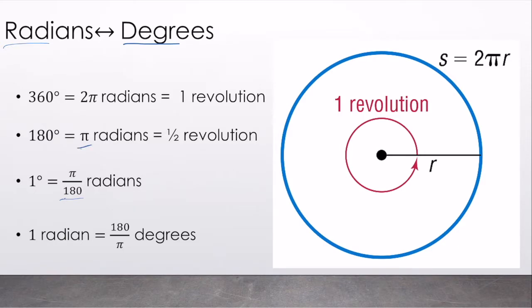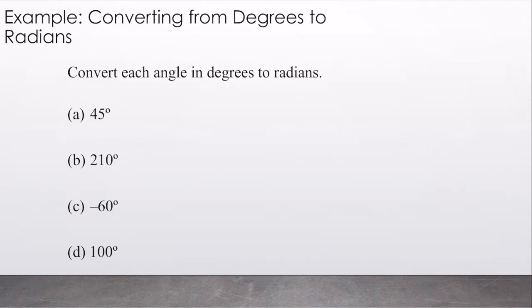I gotta get my pencil back. Divide both sides by pi. Pi day is coming up, and that would give me pi over 180 degrees is 1 radian. So let's practice converting from degrees to radians. Remember that 1 degree is pi over 180 radians, and 1 radian is 180 over pi degrees.